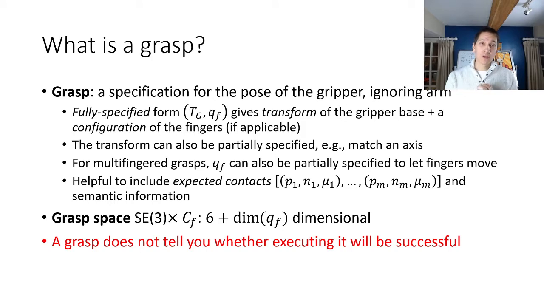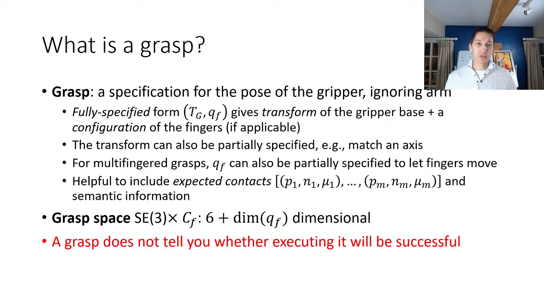So when we build a grasp planner, we're going to be reasoning about a space of possible grasps. Now, to specify what a grasp means, we're going to say that a grasp tells the gripper where it should be, ignoring what the rest of the robot arm is going to be doing. So we can fully specify a grasp using a transform of the gripper base, as well as a configuration of the fingers, so that if I'm trying to grasp something, it tells me exactly where the gripper is in space, as well as where the gripper fingers are located.